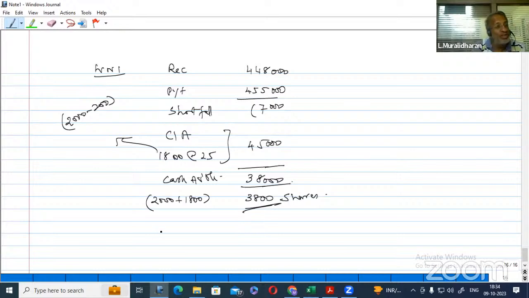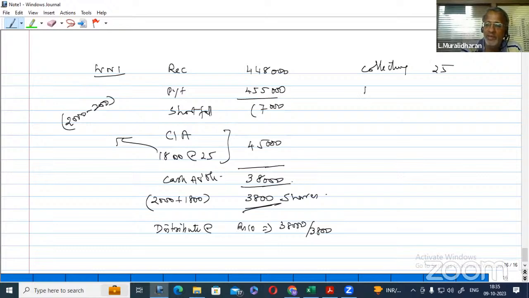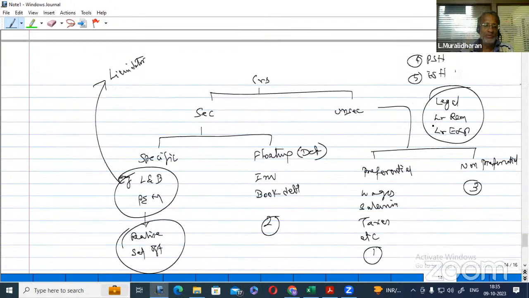So what is the amount that I got to distribute? Distribute at the rate of rupees 10. How come? 38,000 divided by 3,800. That gives the rate of rupees 10. So there is no meaning in collecting 25 and paying 10. Therefore, what could you have just done? You would have collected only 15. So therefore, this is the working note.